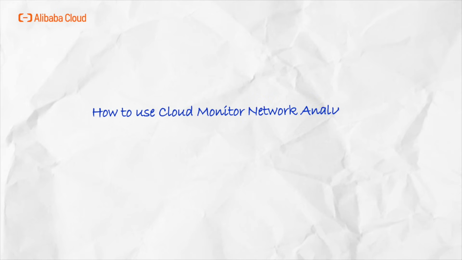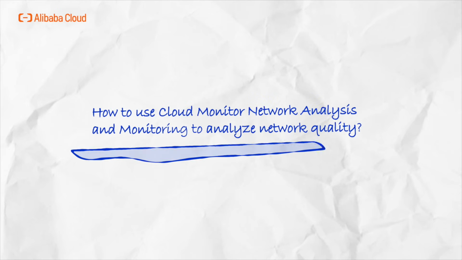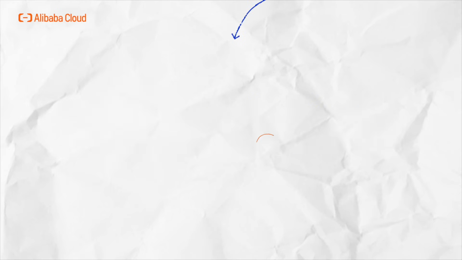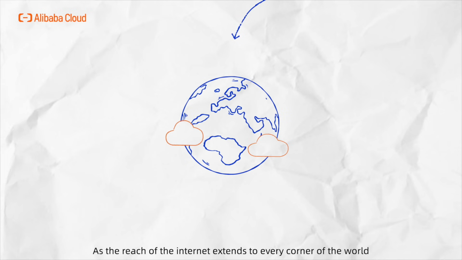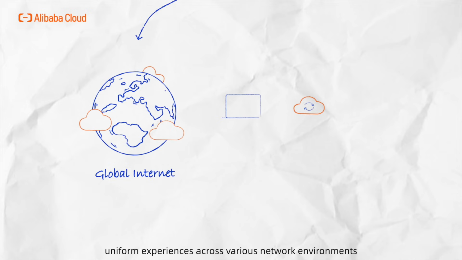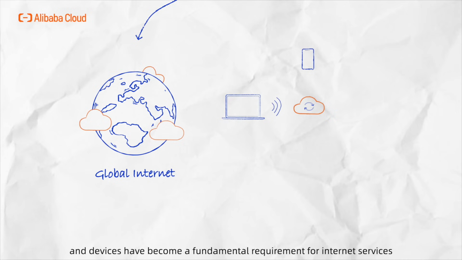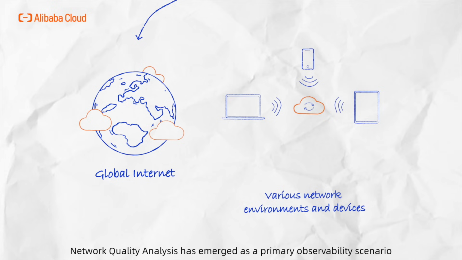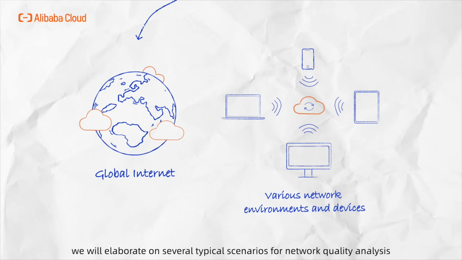How to use CloudMonitor network analysis and monitoring to analyze network quality. As the reach of the internet extends to every corner of the world, uniform experiences across various network environments and devices have become a fundamental requirement for internet services. Correspondingly, network quality analysis has emerged as a primary observability scenario. In the following sections, we will elaborate on several typical scenarios for network quality analysis.